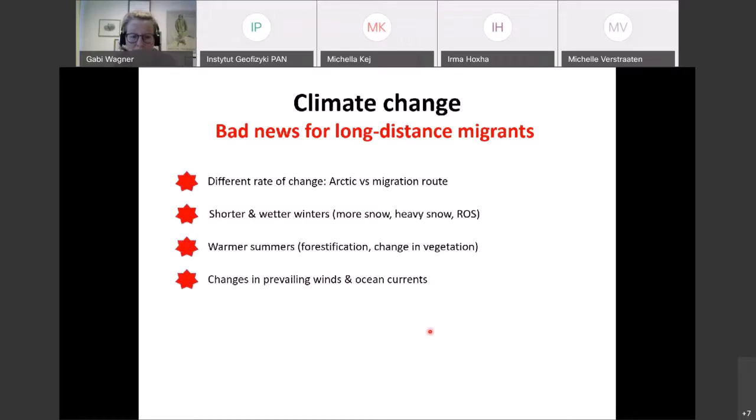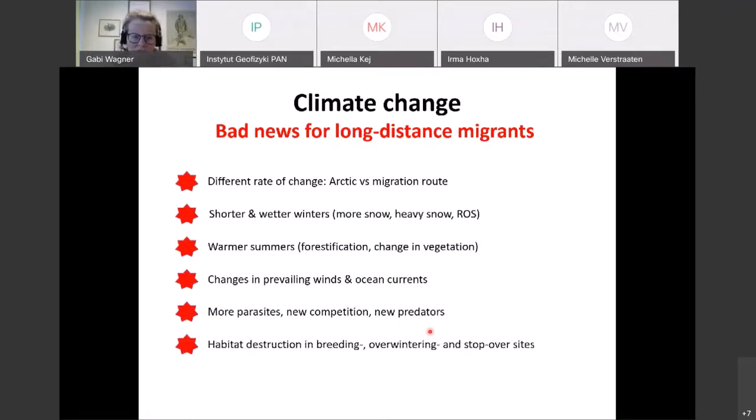We have changes in the prevailing winds and possibly also in the ocean currents. The weather has become more unpredictable, so while certain populations of birds or whales have evolved to use certain sea currents or air currents to get through their migration, this is becoming more and more unpredictable. There are new parasites, there's new competition, new predators are coming, there are invasive species, so that brings a lot of problems along with it.